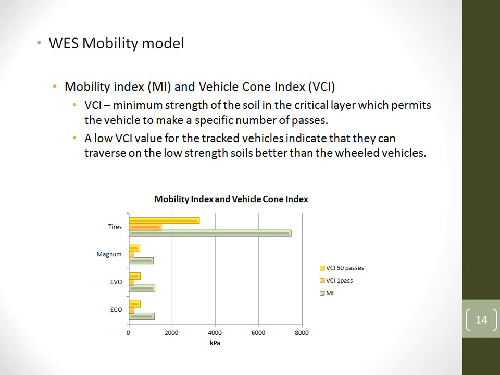And moving on to the best mobility model, the vehicle cone index is nothing but the minimum strength of the soil in the critical layer. And the lower the VCI value, the better it is, because if you take for example the eco tracks, they have a VCI of say 750, and the wheeled vehicles have a VCI of say 3000. Which indicates that the wheeled vehicles can travel only on soils having a strength of 3,000 kilopascals, whereas the tracked vehicles can traverse much better on less strength soils.